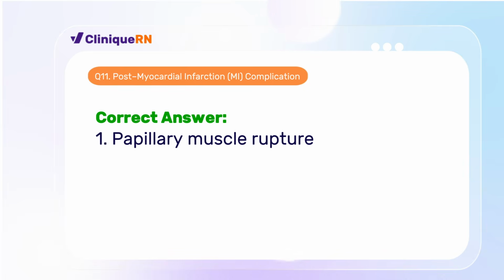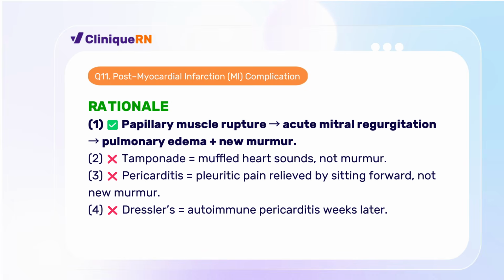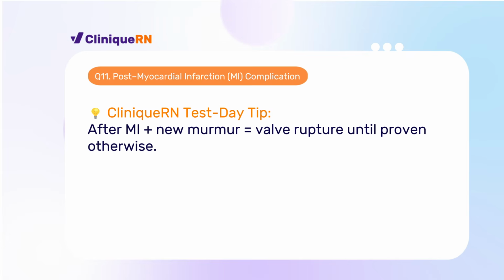The correct answer is 1. Papillary muscle rupture. Rationale. 1. A papillary muscle rupture leads to acute mitral regurgitation, which results in pulmonary edema and the appearance of a new heart murmur. 2. Tamponade means muffled heart sounds, not murmur. 3. Pericarditis means pleuritic pain relieved by sitting forward, not new murmur. 4. Dressler's means autoimmune pericarditis weeks later. CliniqueRN tip. After MI plus new murmur means valve rupture until proven otherwise.